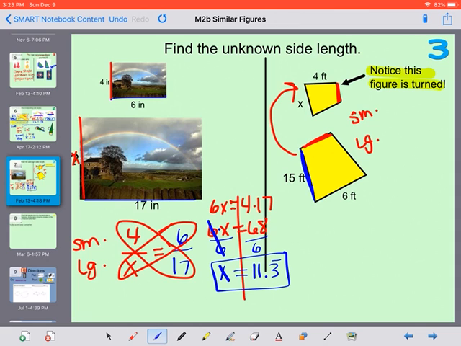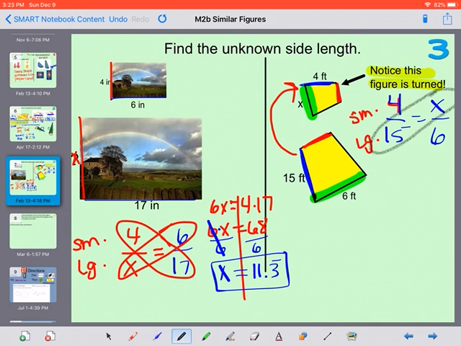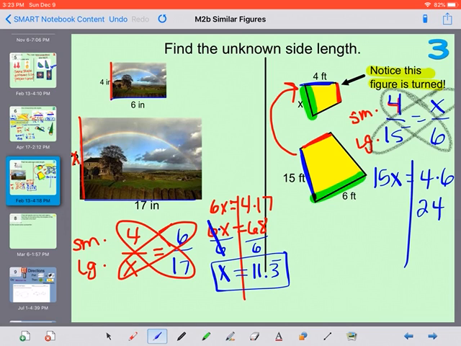So this side, 15, goes with this side, 4, and then x here goes with 6 here. So we are going to look at the blue and the green that I have highlighted. From small to large, we have 4, we're looking at the blue sides, 4 over 15, and then looking at the green ones, x over 6. So now we can cross multiply, 15 times x and 4 times 6. So 15 times x is just 15x. 6 times 4 is 24.